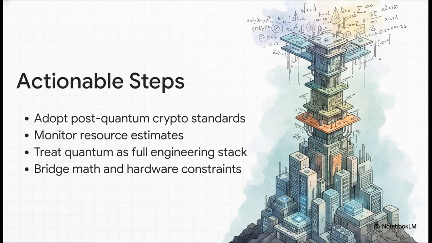So what are the actionable steps for software teams right now, today? Well, first, don't just sit around waiting for Shor's algorithm to run. You need to prepare your security infrastructure via post-quantum cryptography standards right now. Second, continuously monitor fault-tolerant resource estimates, because as we saw earlier, those timelines can shrink drastically when architectural breakthroughs happen. And third, treat quantum programming not as some theoretical physics project, but as a full end-to-end engineering stack. You absolutely have to bridge high-level math, advanced compilers, rigid hardware constraints, and complex cloud workflows all together.